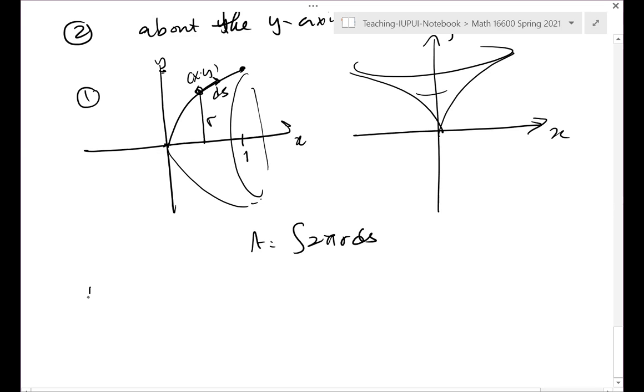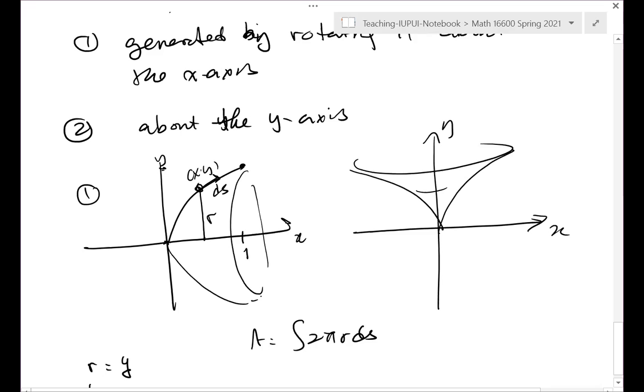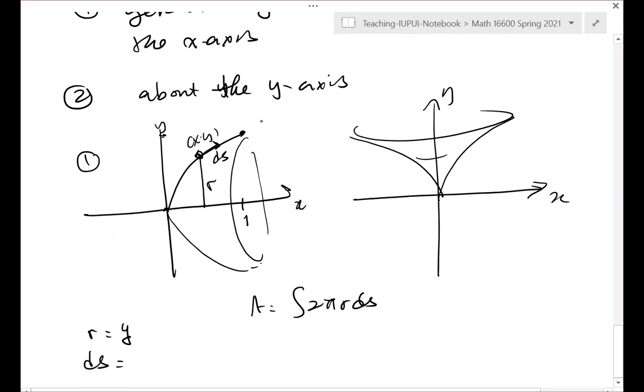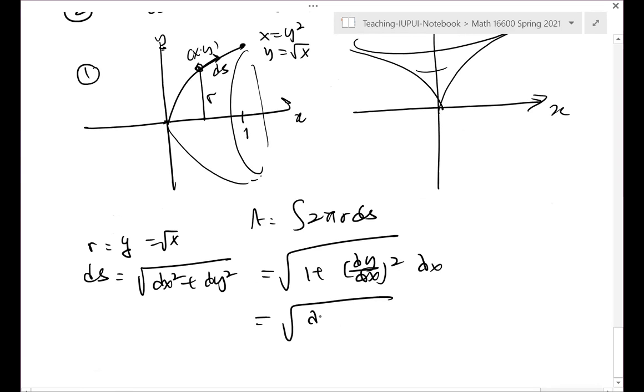All right, so r is going to be the y variable for that particular point. Then it depends on the integral. If it's an integral with respect to the y variable, then that's enough. If the integral is with respect to the x variable, x is y squared, so y is going to be square root of x. So ds is going to be the integral of the square root of dx squared plus dy squared. And you can take dx out, you can take dy out, so you can also get dx over dy.